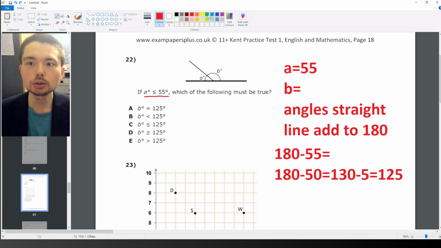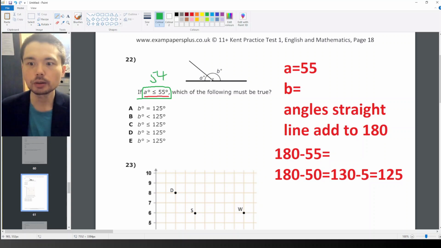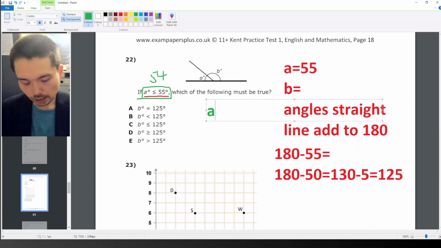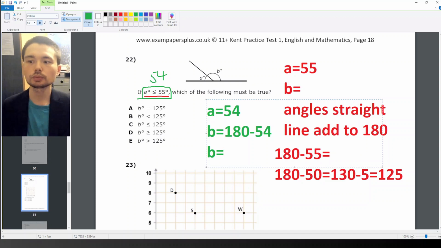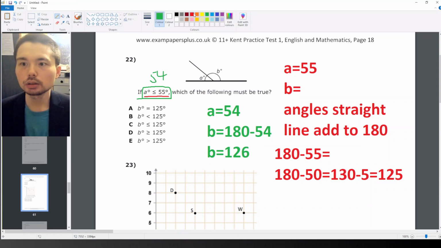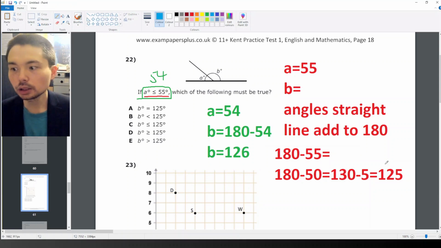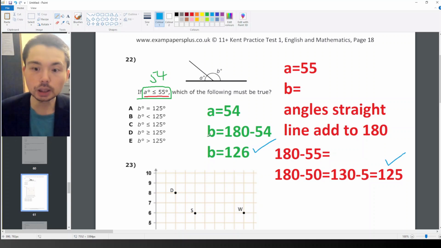Now, I'm going to show you a cool way to think of it. What have they told us? A is less than or equal to 55, so let's just make it 54. See what happens. Well, imagine if A is 54. Let's just work it out again. If A is 54, B is what? Do the same thing. 180 minus 54 is what? You have 5 seconds, pause now, do it. That is 126. So can you see the answer? Well, it could have been 125 or 126. So what are we saying? It can be bigger than or equal to 125.